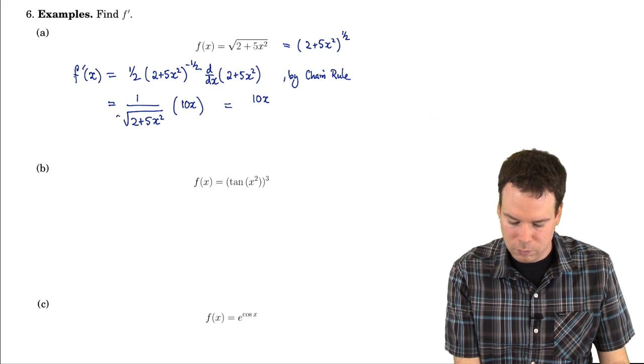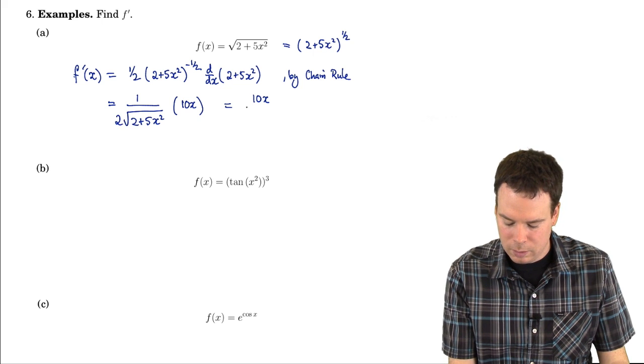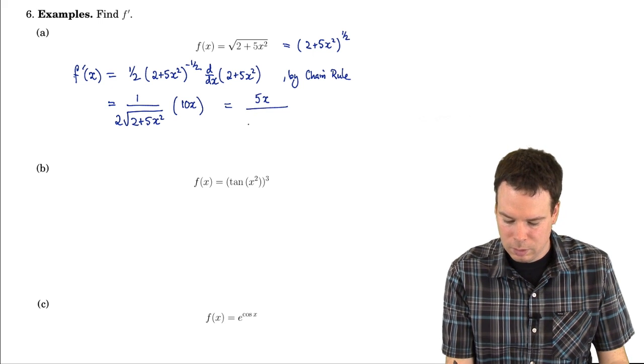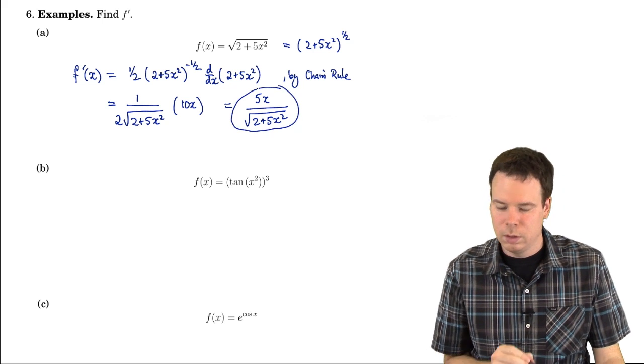Oops, I forgot the factor of a 2 here. And that's going to allow us to cancel with part of the 10 to leave us with just a 5x on top. So 5x over square root of 2 plus 5x squared. And so there is our derivative.